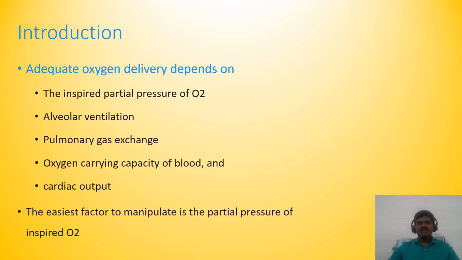So, adequate oxygen delivery will depend on a number of factors, mostly the inspired partial pressure of O2, also called FiO2; alveolar ventilation, that is the amount of air that is entering the lungs per minute; pulmonary gas exchange, is there any problem with the absorption of oxygen into the blood, which depends on the capillary-alveolar membrane; oxygen carrying capacity of the blood, which depends on the amount of hemoglobin present, the affinity of hemoglobin to oxygen, and also the dissolved oxygen in the plasma.